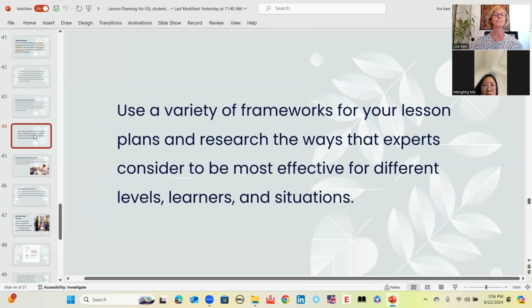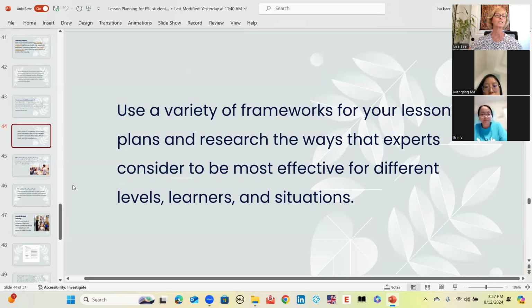So there are sites like Teachers Teaching Teachers, or Teachers Helping Teachers, something like that. There's a lot of teacher sites these days, of course, sometimes you have to pay for them, but they have a trove of information for new teachers. So use a variety of frameworks for your lesson plans and research the ways that experts consider to be most effective for different levels, learners, and situations.